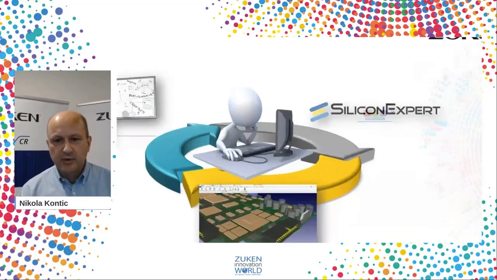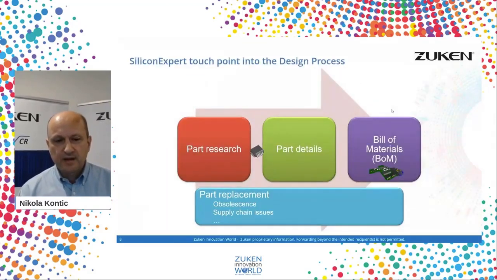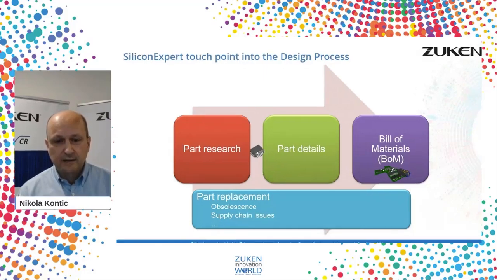address that problem. So I'm going to look at it from 3 points. We're doing the initial part research as an engineer, then we'll move on to the part details, and then how we can, when we've completed the product, how we can build our confidence that the product has a product life cycle that is appropriate for the product. You know, we can source the components. But firstly, let's look at how SiliconExpert can help us on the research and detail phases.